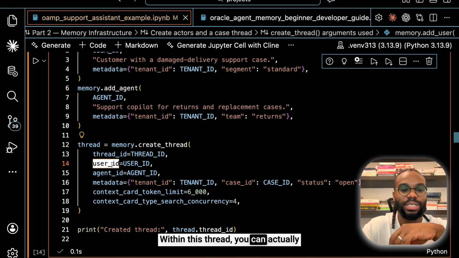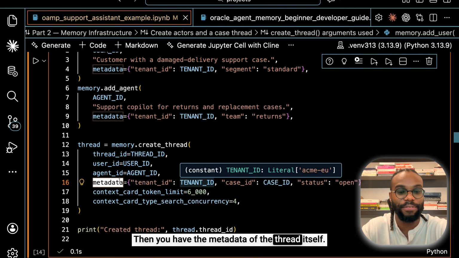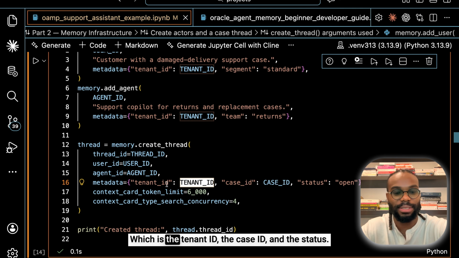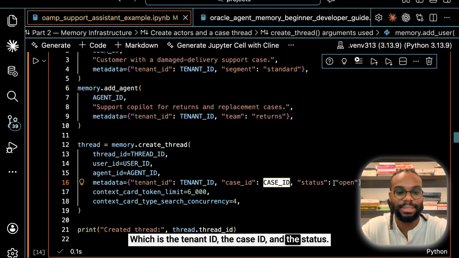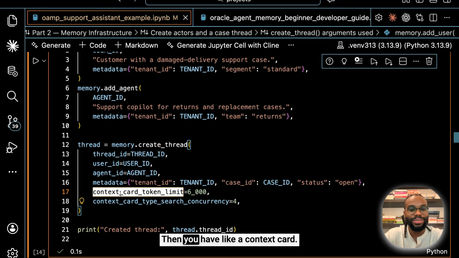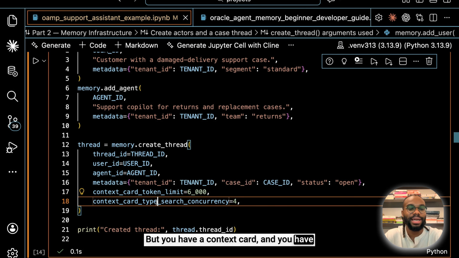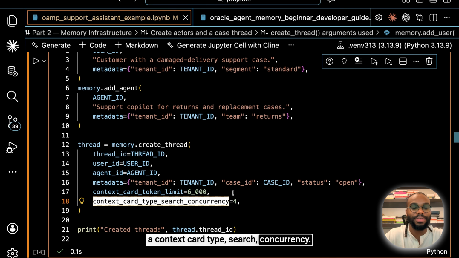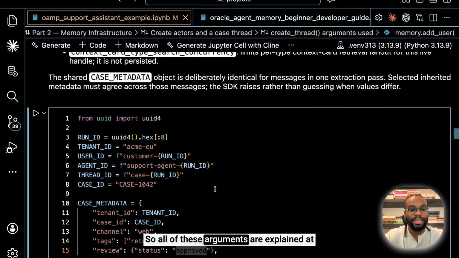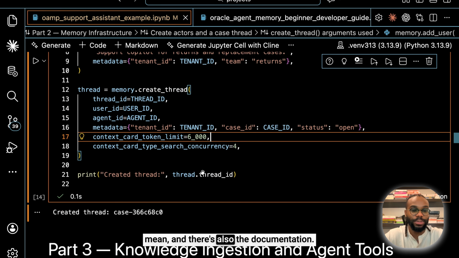This allows things to get very scoped. Within this thread, you can use this particular user and agent ID only within this thread. Then you have the metadata of the thread itself, which is the tenant ID, the case ID, and the status. All of this is application context, right? Then you have a context card. We're going to talk about what a context card means later, but you have a context card and a context card type search concurrency. All of these arguments are explained at the top as well, so you can look at what they mean. And there's also the documentation.